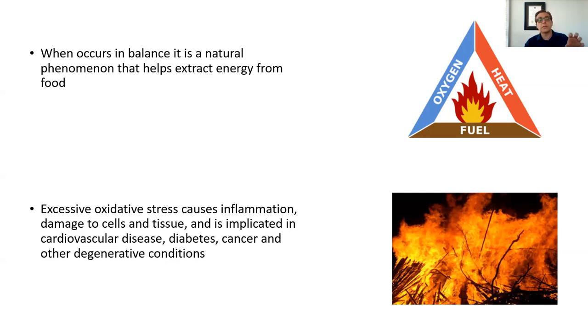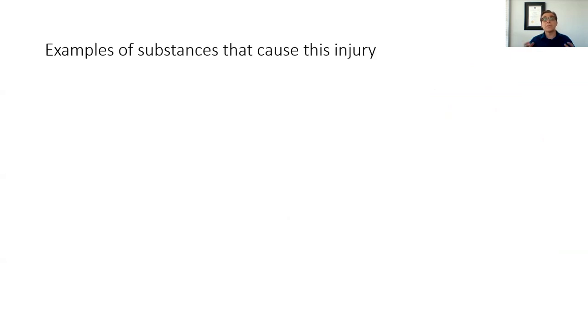Often you find these conditions in tandem together. A lot of people may have cardiovascular disease and also maybe diabetes and perhaps arthritis, perhaps memory loss and things like that. And cancer can also develop that way. So what are some substances that cause this type of injury? Perhaps we can avoid them altogether.